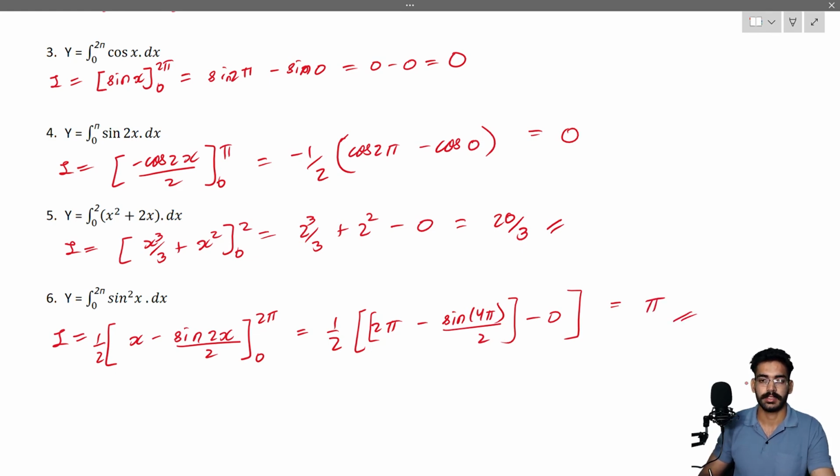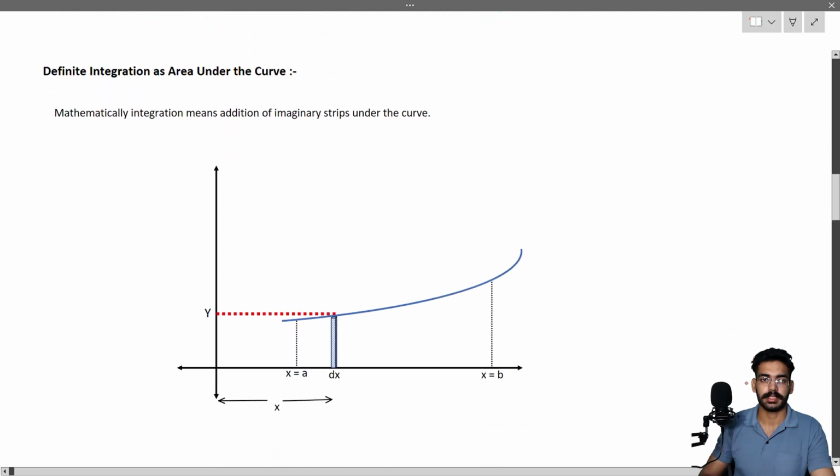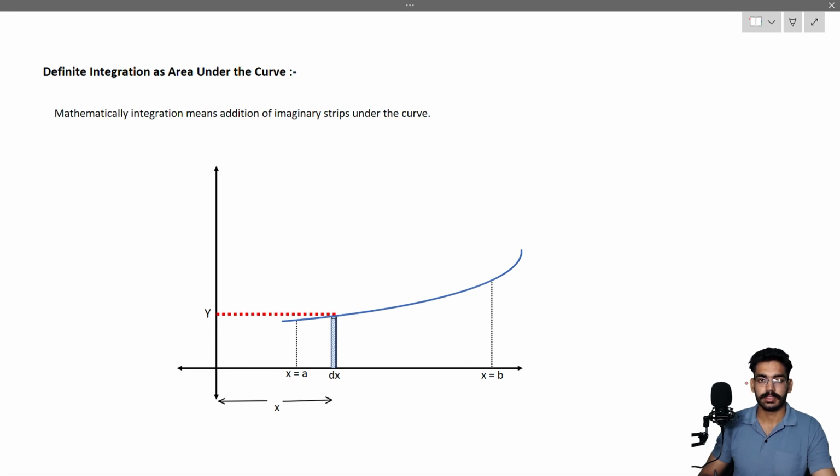Now let's go to our next topic, that is definite integration as area under the curve. So this is very important. By using definite integration we can find the area under any curve. Let's say this is the given curve y equals f(x). We want to find the area under the curve from the line x equal to a to the line x equal to b.